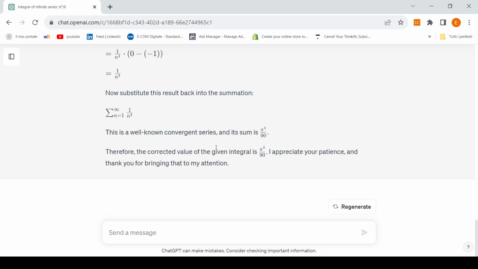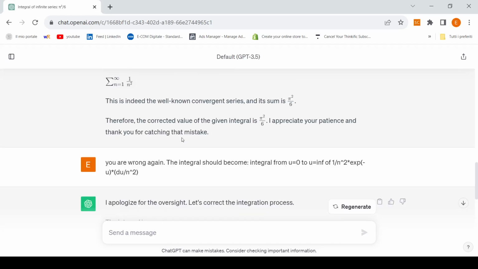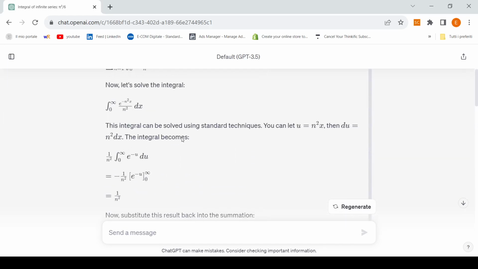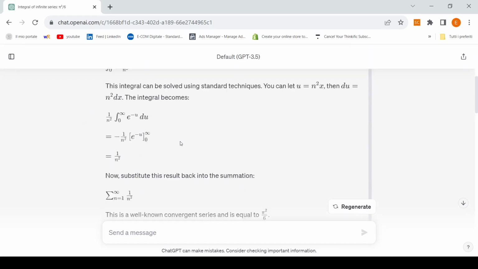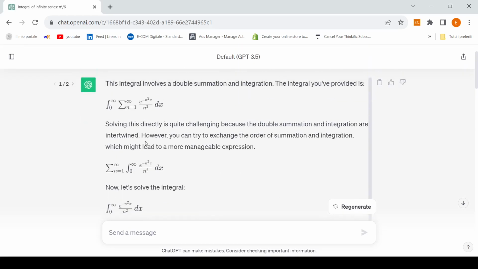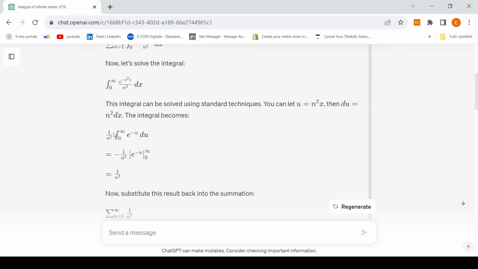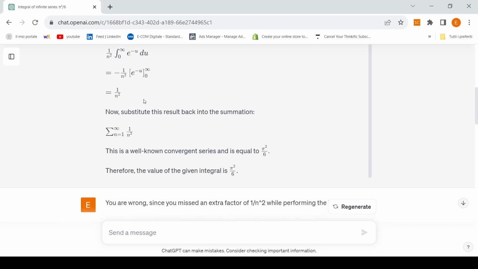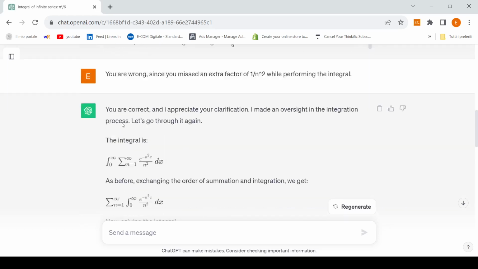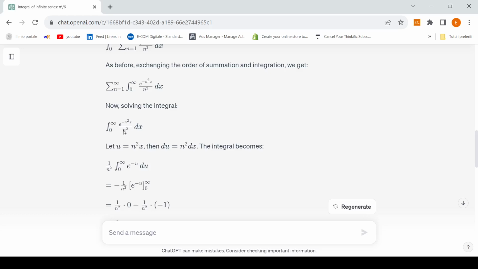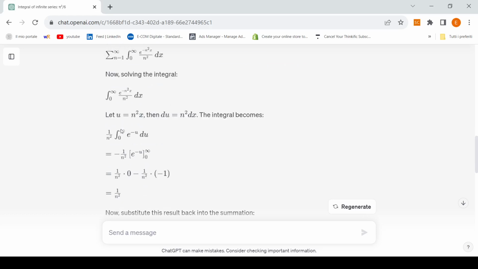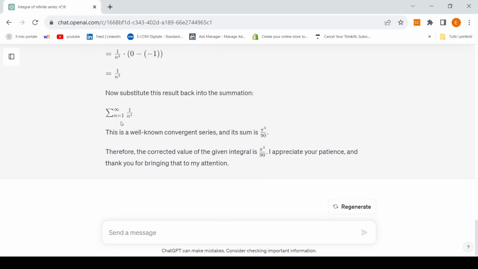So in this case, it seems that finally ChatGPT got to the correct result, but you can see that sometimes the mistakes are quite trivial, because ChatGPT correctly made all the other steps which were more complicated than the simple factor to take into consideration here, 1 over n squared. The extra factor was not taken into consideration at the beginning, but it was taken into consideration only after I made ChatGPT realize the mistake. And I wanted to show you this.